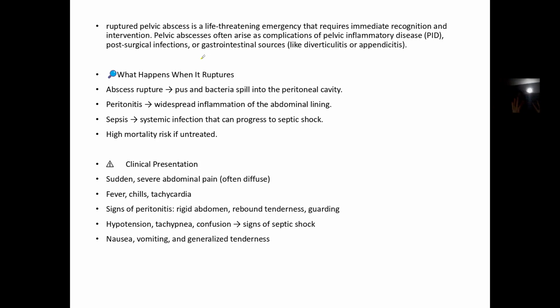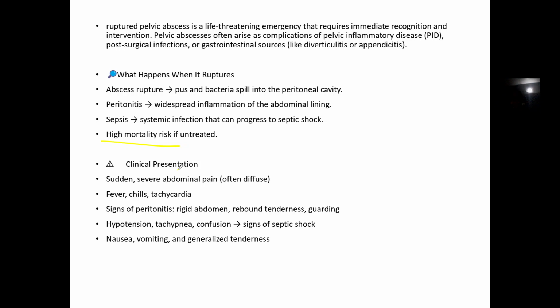You have to recognize it early, and you have to intervene early. So what happens when it ruptures? When an abscess ruptures, the pus and the bacteria can spill into the peritoneal cavity. It can cause inflammation of the peritoneal cavity, that's peritonitis. Some of the bacteria could get into the bloodstream, causing sepsis. So there's a high risk of the person dying from such a condition if it is left untreated.